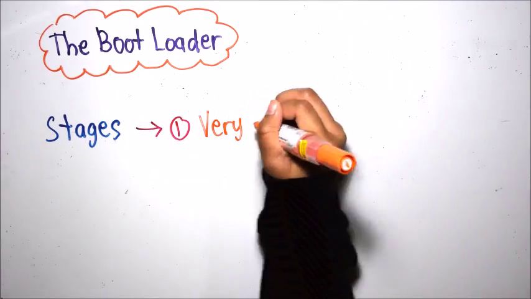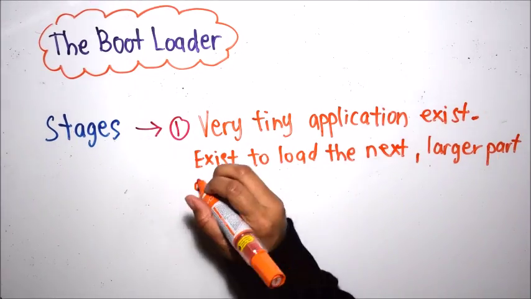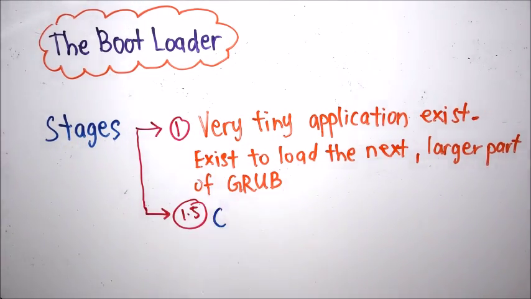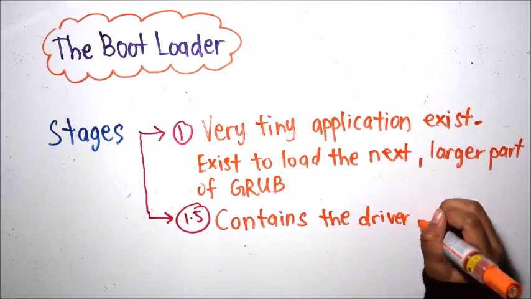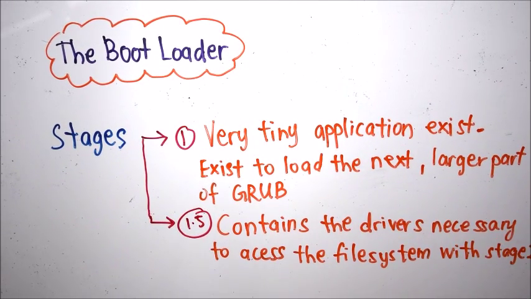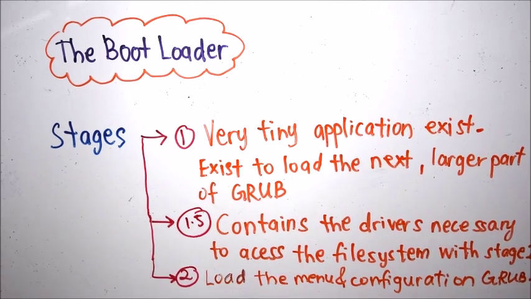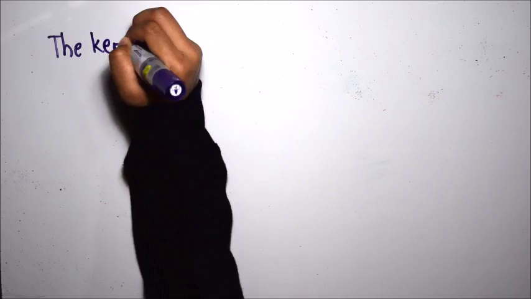The stages are Stage 1. A very tiny application exists to load the next larger part of GRUB. Stage 1.5 is to contain the drivers necessary to access the file system with Stage 2. Stage 2 is to load the menu and configuration in GRUB.